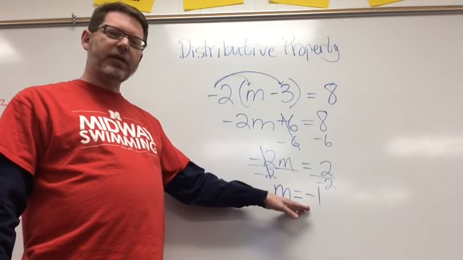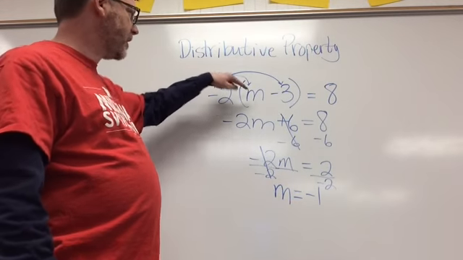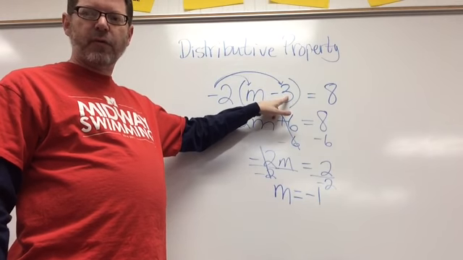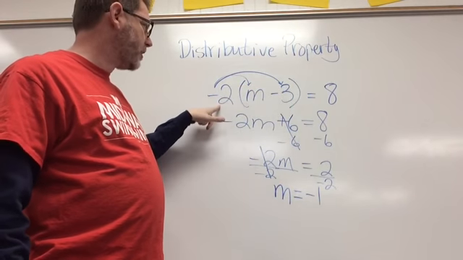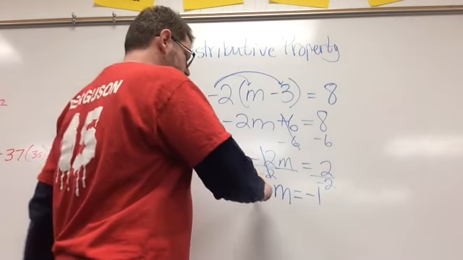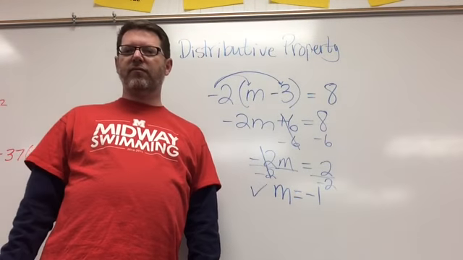Let's plug that back in and make sure. If m is negative 1, then negative 1 minus 3 is negative 4, and I take that negative 4 and multiply it by negative 2, and I get positive 8. So m actually does equal negative 1.